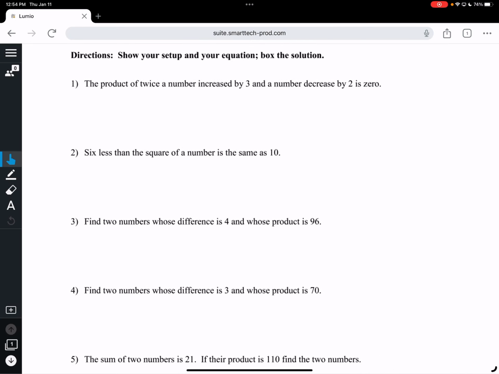Stay with me. Sometimes the videos have the product of twice a number. Now the product. How many numbers do we normally multiply at least? 2. Okay, that means we have to find two different things to multiply. So the product of twice a number increased by 3. What does that look like? 2x plus 3.